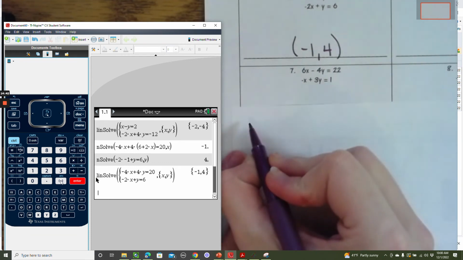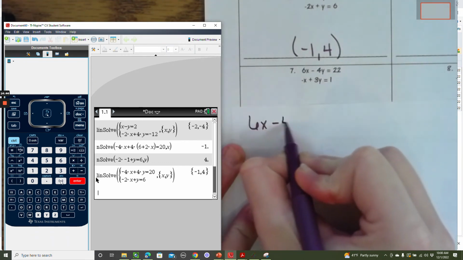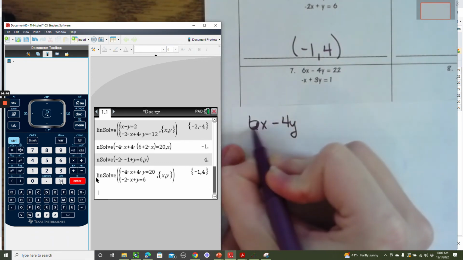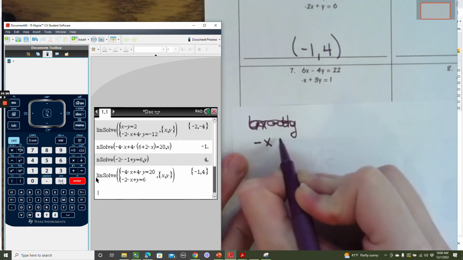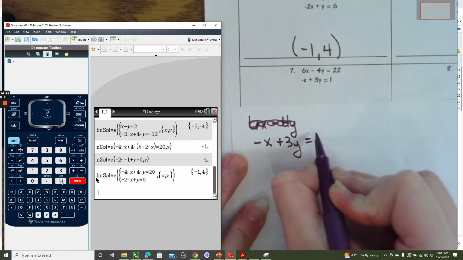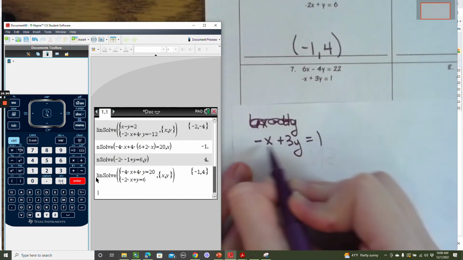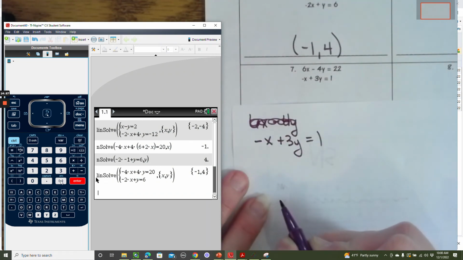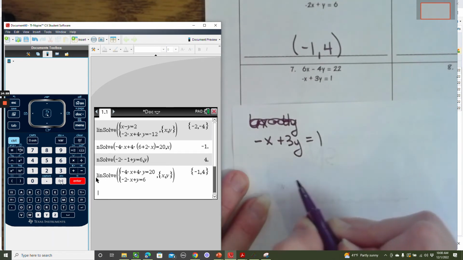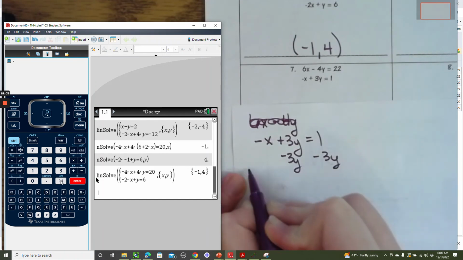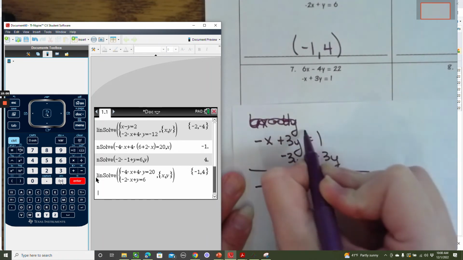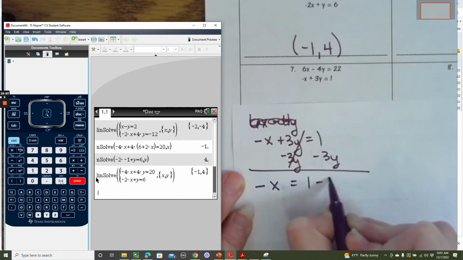7. 6x minus 4y. Oh, that's not the one I want to do. This is the one because it's got the x by itself. Negative x plus 3y equals 1. I want to get this x by itself. How do I do that? Okay, so I'm going to subtract the 3y, negative x, this cancels, 1 minus 3y.